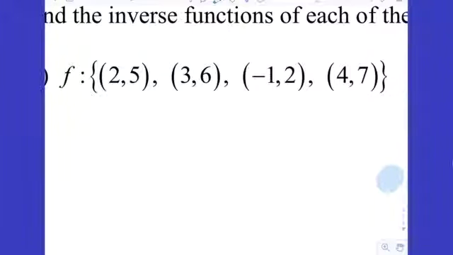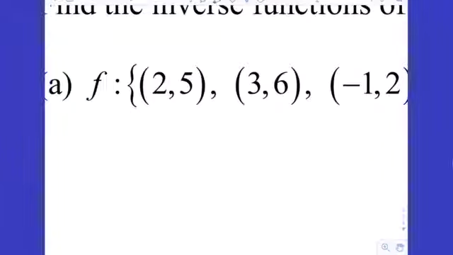None of the y values repeat. Good. 5, 6, 2, 7. So they're all unique. So how would you find the inverse? Well, this function takes a 2 and turns it into a 5.